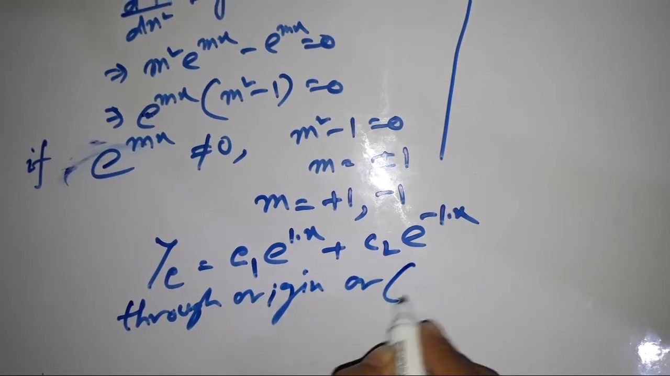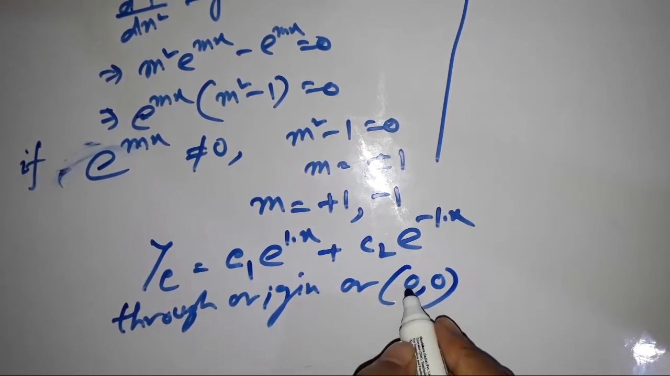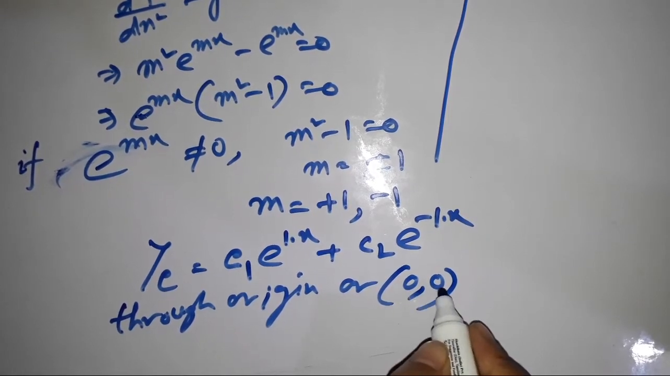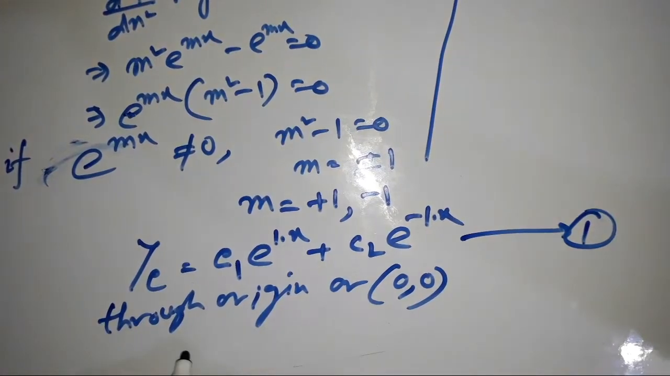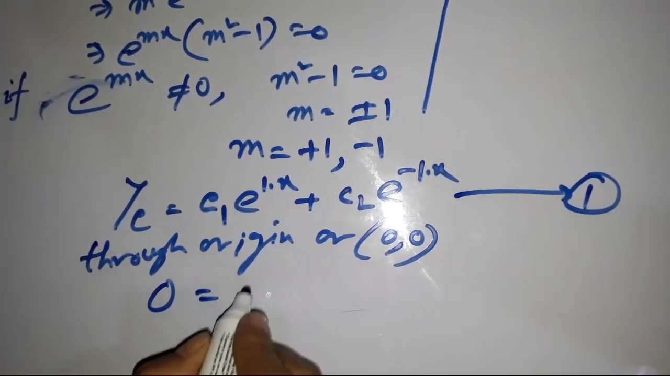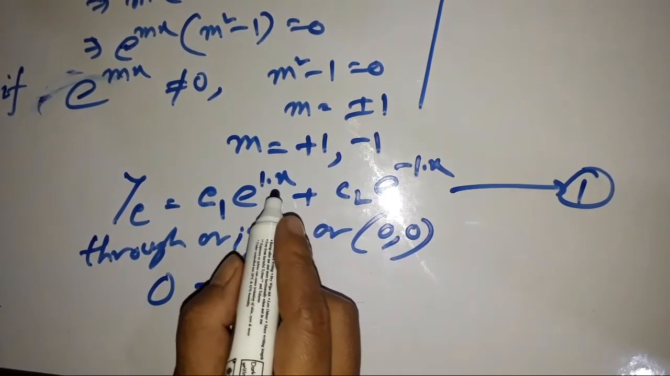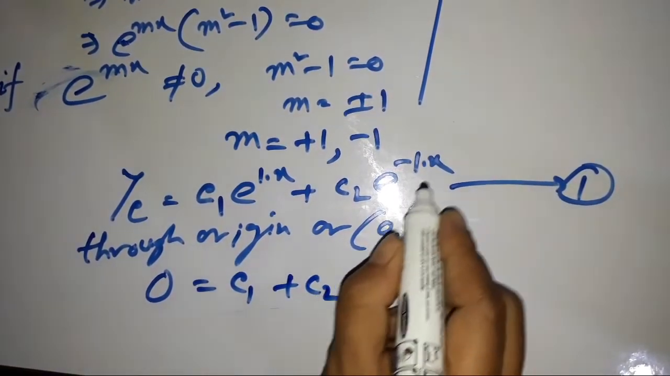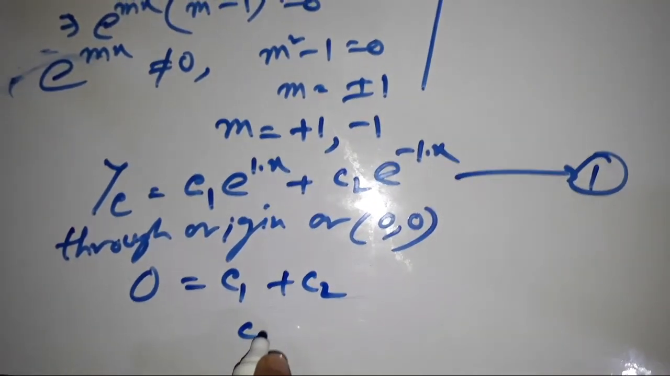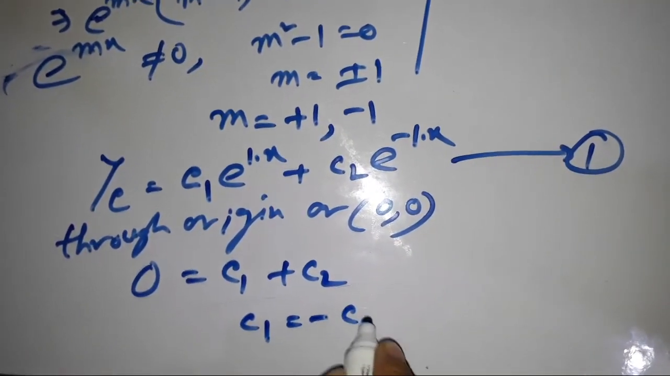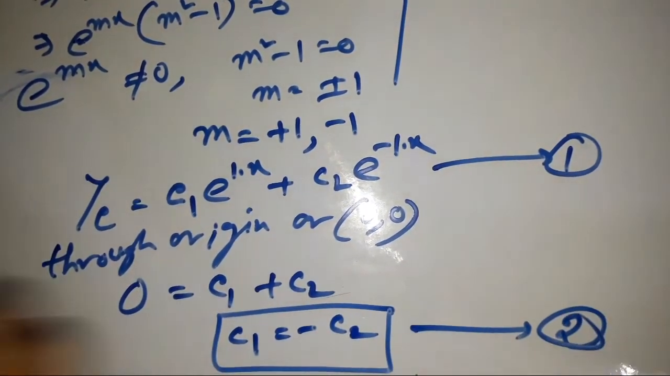Now we use the initial value, through the origin, that means through (0, 0). Clear? That means when x equals 0, y is also 0. Put this value in equation number 1: 0 = c1 e^0 + c2 e^0, and e^0 means 1. So c1 equals minus c2. This is equation number 2.